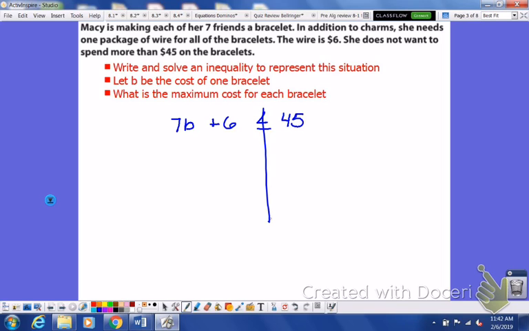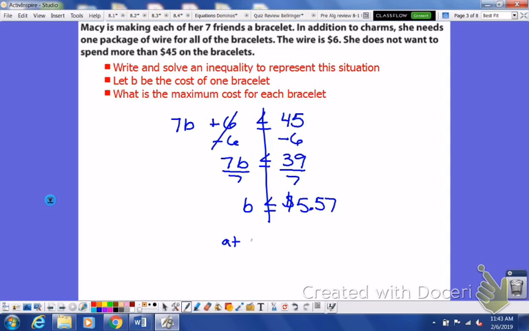Drop the line down. So this is going to be a multi-step one. Plus 6 tells us we need to subtract 6 from both sides. They're gone, leaving us with 7b is less than or equal to 45 minus 6, which gives us 39. These are being multiplied, so divide both sides by 7. Left with b is less than or equal to 39 divided by 7, which comes out to approximately 5.57. Since we're talking about money, we round to 2 decimals. And again, we're talking about money, so at most, $5.57 per bracelet.